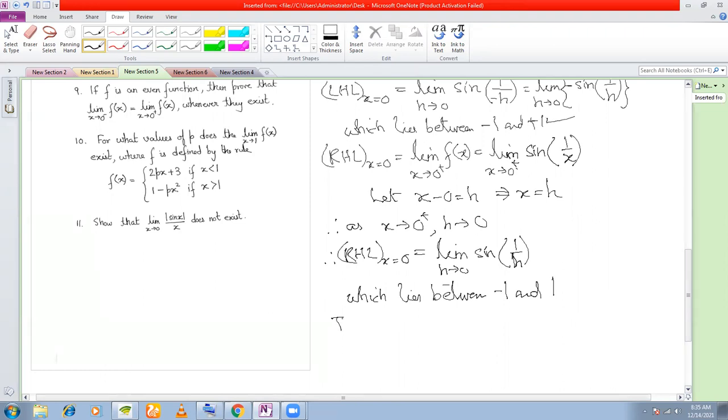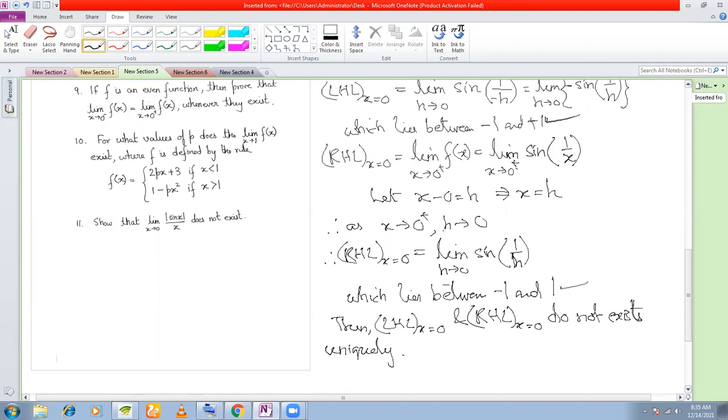So thus, left hand limit at x is equal to 0 and right hand limit at x is equal to 0 do not exist uniquely. Uniquely, you understand? It can take any value between -1 and +1, right? It lies between -1 and +1.